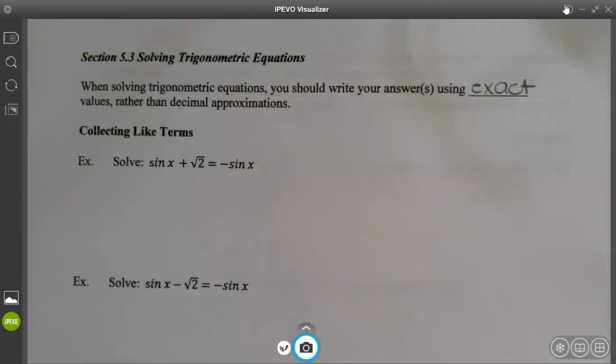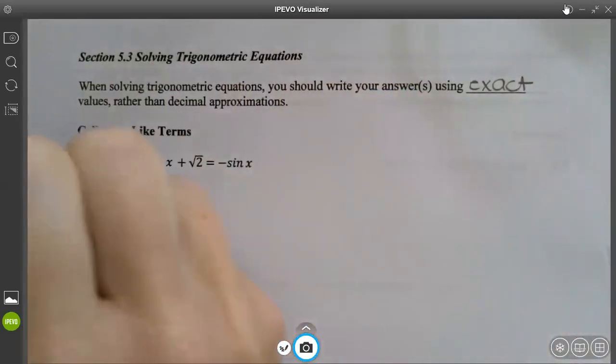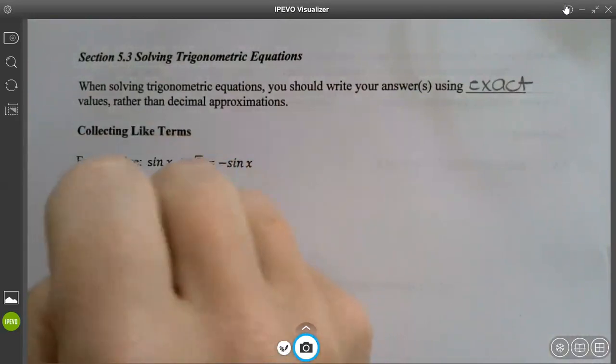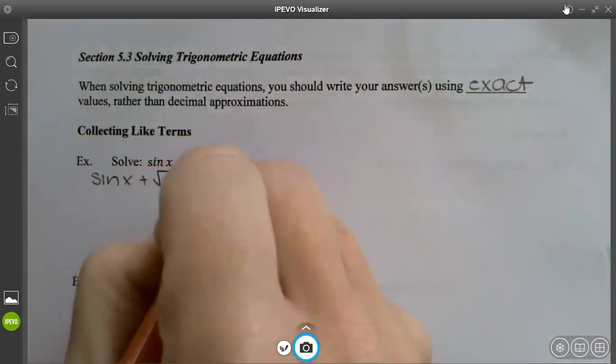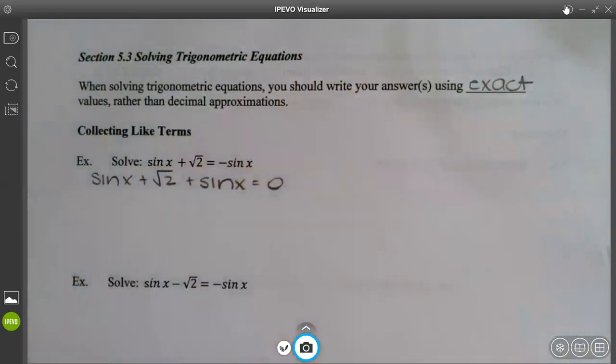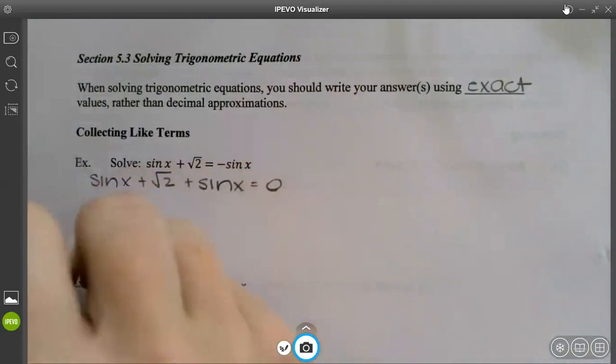So on the first example, we're going to put our like terms on the same side. So your like terms would be your sine values. We're going to take the sin x plus the square root of 2, and then we're going to add sin x to the other side. Now you can put your two sines together. So I have 2 sin x.